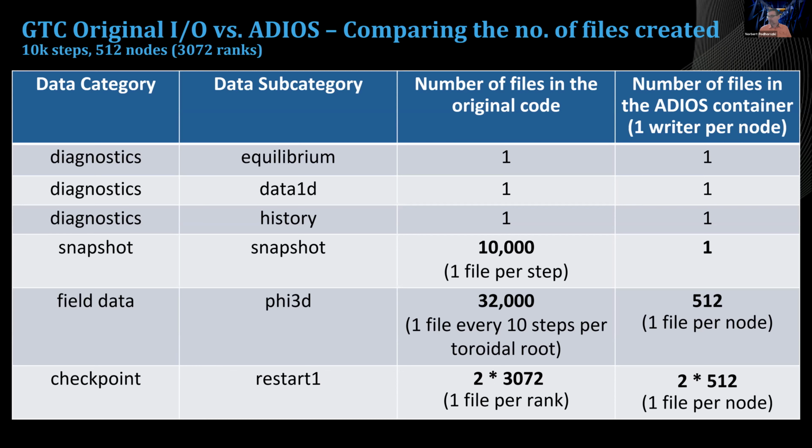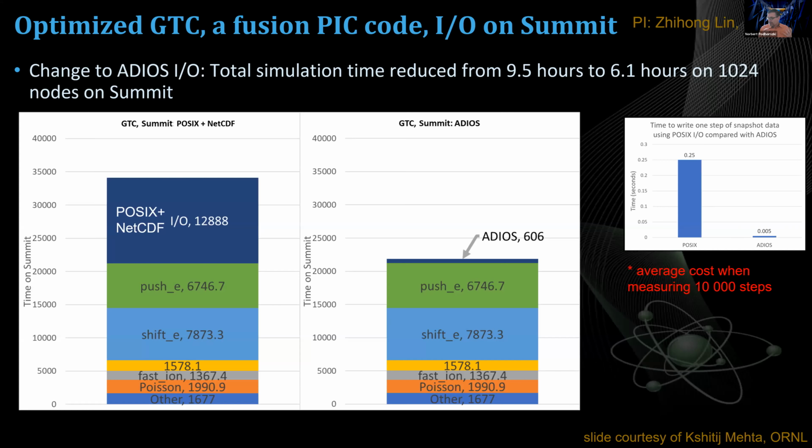And then ADIOS does subfiles under the hood to optimize for the bandwidth of the file system. And then in this case, 512 nodes produces 500 files on the disk, but you see the whole thing as once. Why is this important?